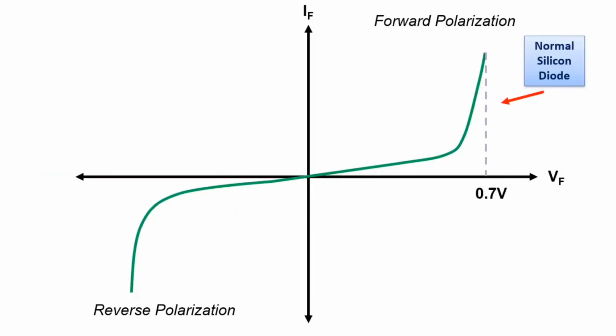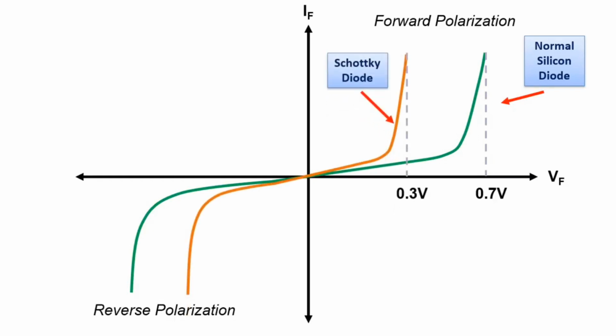We can show the transition thresholds of the diodes over the current-voltage graph as follows. The current-voltage graph of a normal silicon diode is shown here. After about 0.7 volts, it starts to pass current and becomes forward biased. We can show the current-voltage graph of the Schottky diode in this way. After about 0.3 volts, it will start to pass current and become forward biased.